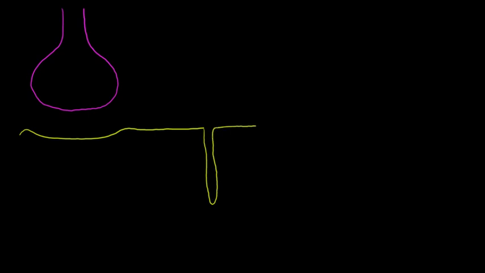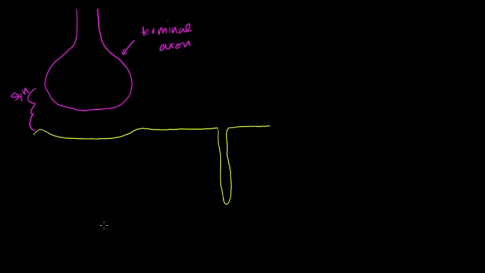So let me label everything just so you don't get confused. This is the axon. We could call it the terminal end of an axon. Terminal axon. This is the synapse. And I realize I'm going off the screen. Just a little terminology from the neuron videos. This space was the synaptic cleft. This is the presynaptic neuron. This is, I guess you could kind of view it, the postsynaptic cell. It's not a neuron in this case.